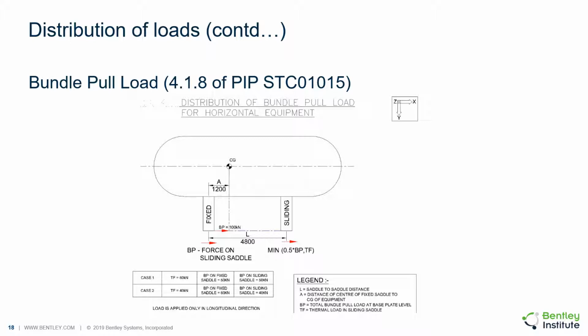So if half of the bundle pull exceeds the thermal force at the sliding end, the bundle pull load considered at the sliding end is equal to the thermal load. The remaining portion, which is bundle pull force minus the thermal load at the sliding end, is considered to be the bundle pull force at the fixed end. On the other hand, if half of the bundle pull load is lesser than the thermal force at the sliding end, the load due to bundle pull is equally distributed between the sliding and the fixed ends.